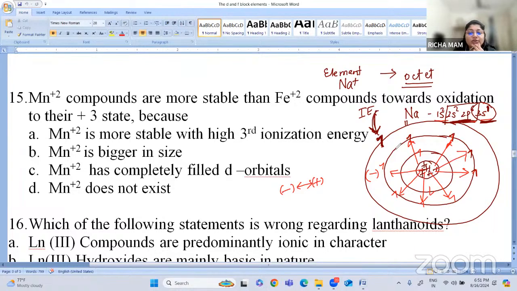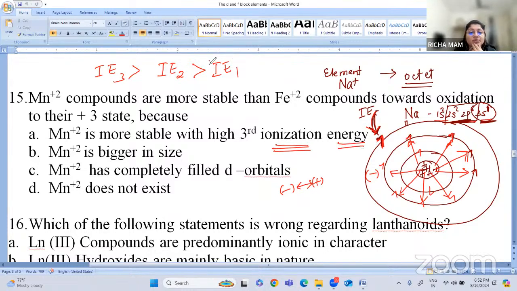So whenever you are removing the first electron, it is the minimum energy. But when you are removing the next electron, it is very difficult. So we say that if I am removing the second electron, the ionization enthalpy of the second electron will be more as compared to IE1. Now suppose I want to remove the third electron. Then what will happen to the ionization enthalpy? Again, it will be more. So IE3 will be more than IE2. So this is the ionization enthalpy or ionization energy concept.